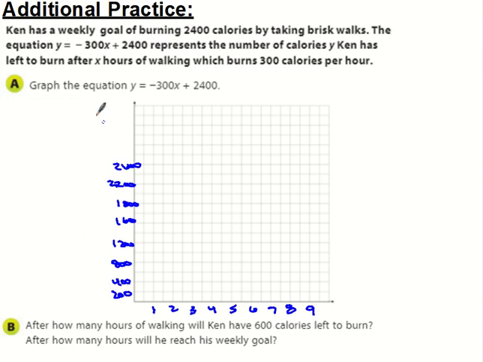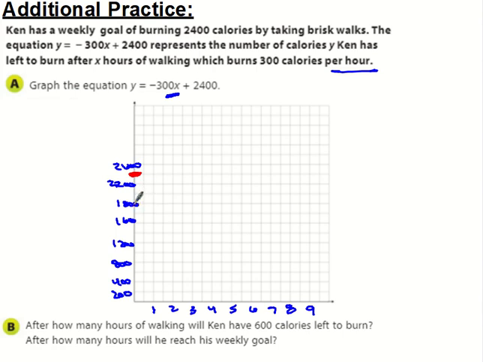I started with my Y values and my X values. I know my X values are hours because we know it's 300 calories per hour. So I made my coordinate plane. Now I'm going to start from the y-intercept of this graph. The y-intercept is right here at 2,400.